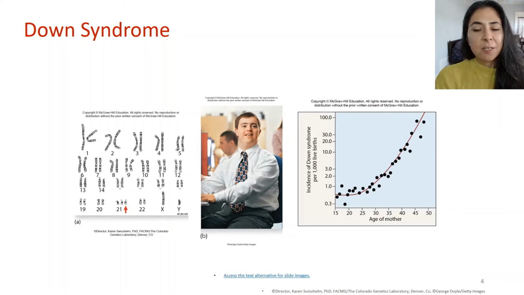Most of the non-disjunction embryos die soon after fertilization, like I mentioned, but if you only have an extra copy of chromosome 21, these embryos will often survive. And this explains why the rate of Down syndrome is so high in older mothers.